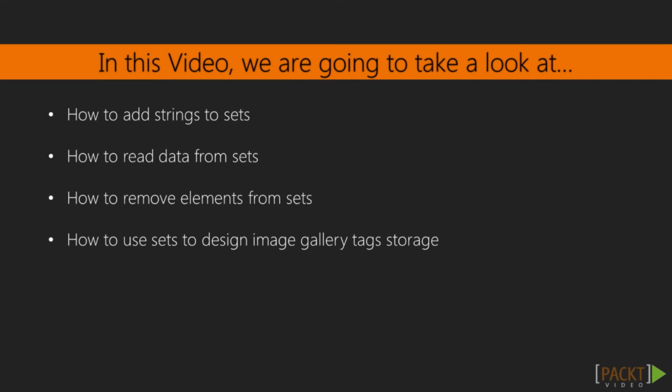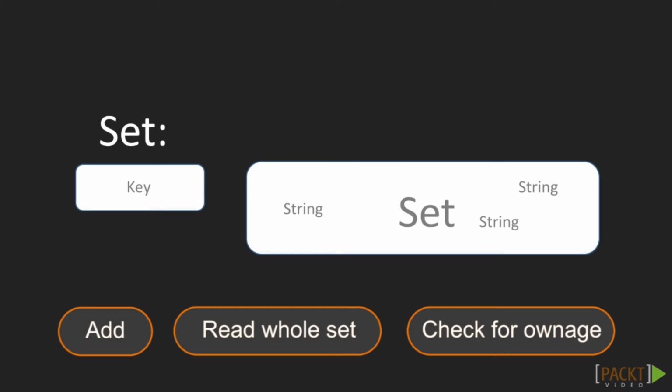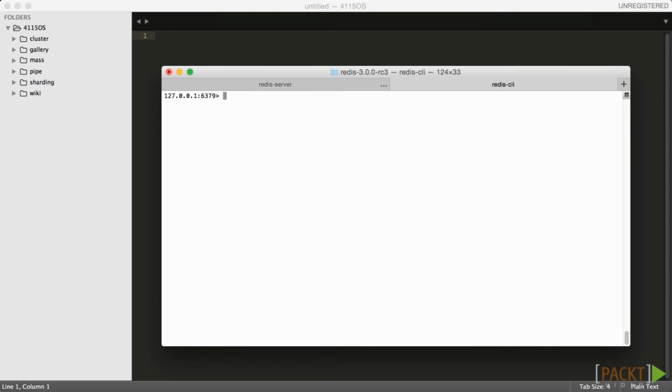Let's define what a set is. A set is an unordered sequence of strings. That means on one hand it is a container of elements, just like a list, and on the other hand, elements of a set do not have a specific order, so they don't have indices. This leads us to the following conclusions. We can add elements to a set, read a set as a whole, or check whether a string is a part of a set. That's all for theory. Let's move to the practice.